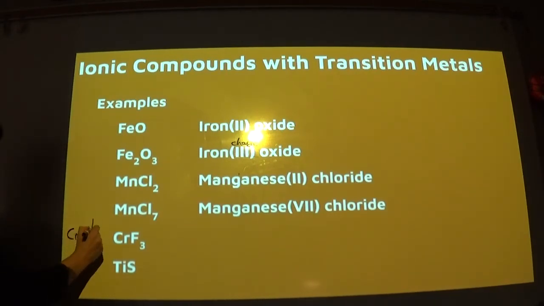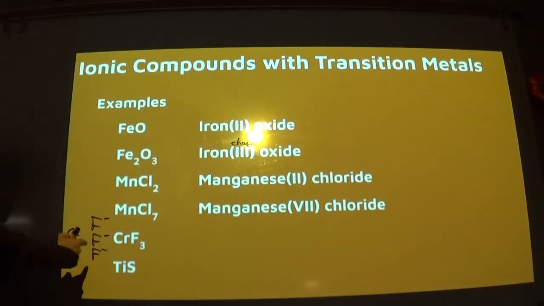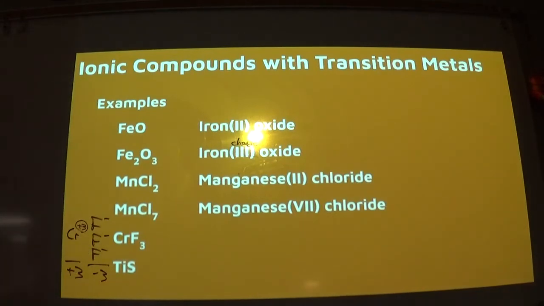So here I have chromium and fluoride. There's 3 of them. I know based on the periodic table that these are each minus 1. Okay, and so I just know that this chromium needs to be a plus 3. Okay, so that's chromium 3 fluoride.